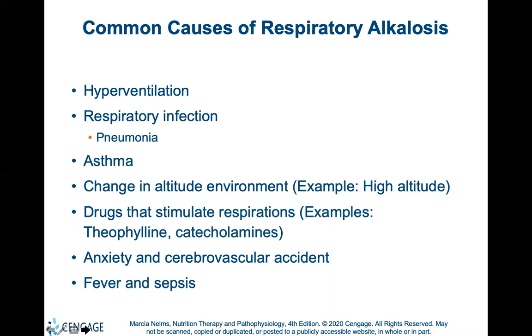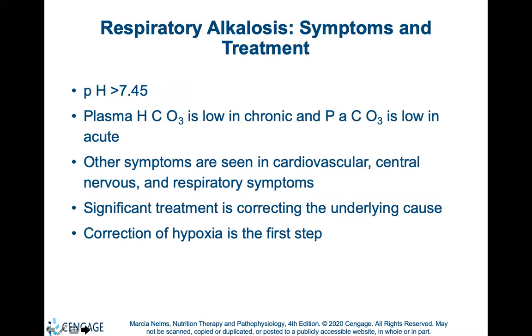The acute response to respiratory alkalosis is a shift of acid from the intracellular fluid to the extracellular fluid with an accompanying movement of bicarbonate into cells in exchange for chloride. In acute respiratory alkalosis, pH is greater than 7.5 and partial pressure of carbon dioxide is decreased. In chronic respiratory alkalosis, pH is greater than 7.5 and plasma bicarbonate is low.